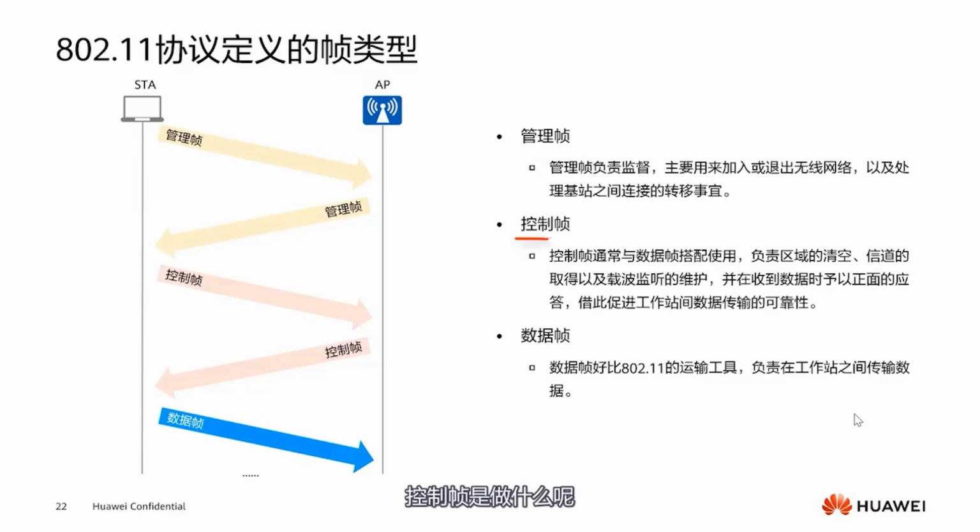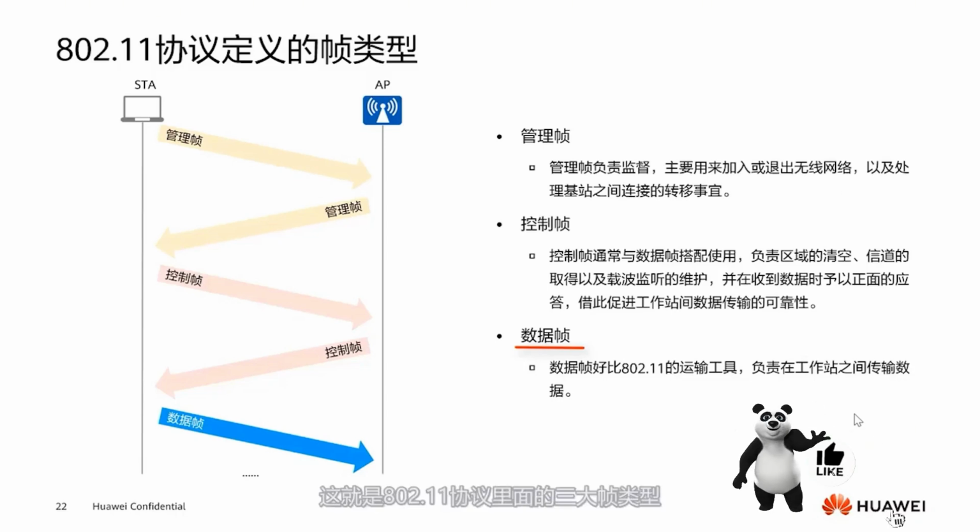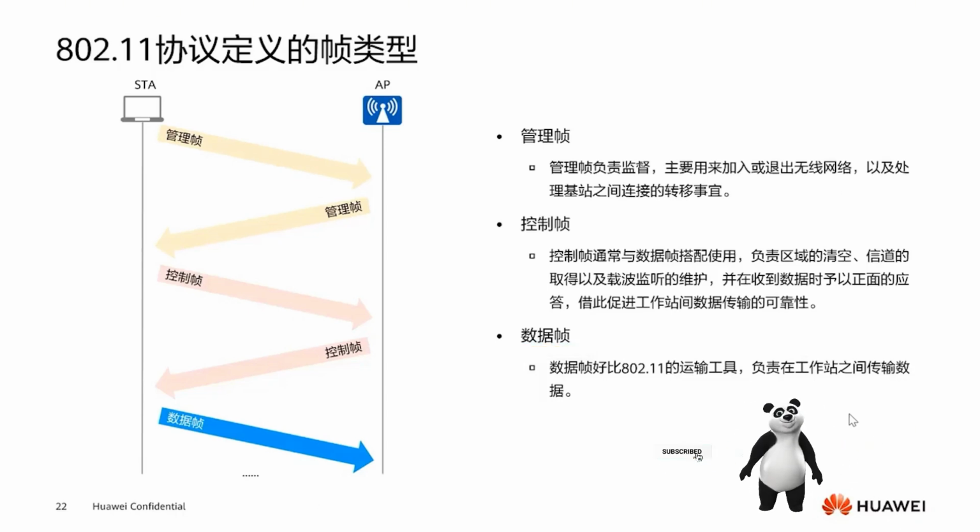What do control frames do? During data transmission, for example, the previously mentioned RTS, request to send, CTS, clear to send, etc., are used to control the transmission and forwarding of related data frames. That's the purpose and function of control frames. Data frames are simple. They are used for data transmission. These are the three major frame types in the 802.11 protocol.